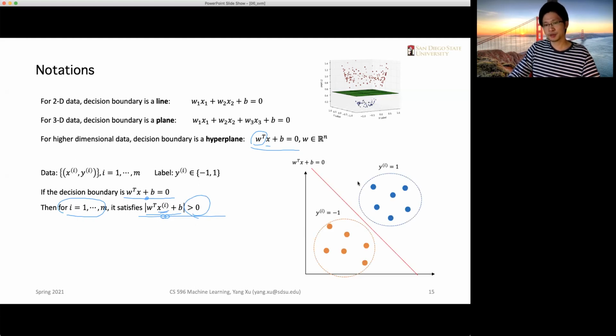If we draw it in 2D space, it's something like this. All the data points are on the two sides. There are no misclassifications. That is an ideal case we are defining here, and the decision boundary.